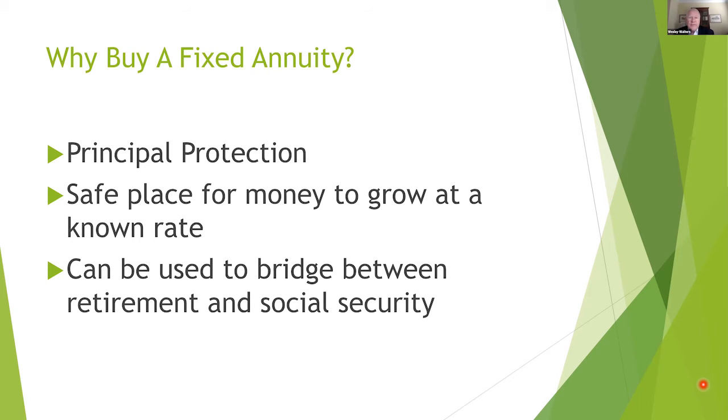And one good use of it would be to bridge between retirement and Social Security. So let's say somebody's going to retire at age 65. Their full retirement age is not until 66. So they purchase a fixed annuity with money they don't want to lose. So they'll have the appropriate amount of money to carry them over that year that they're waiting to start their Social Security.